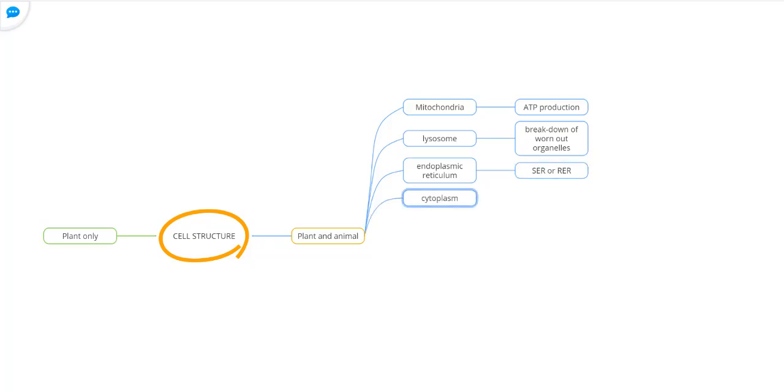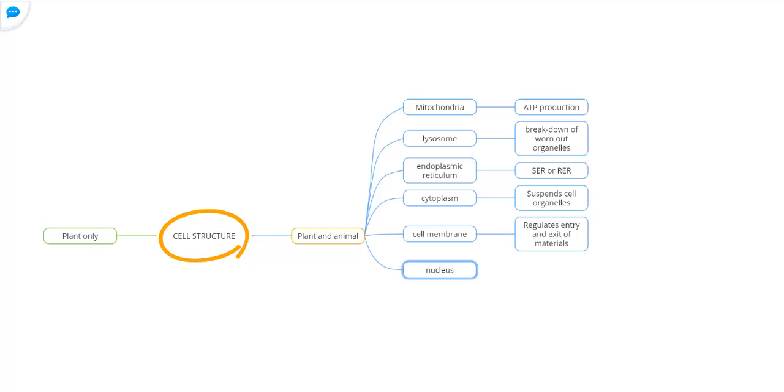For the cytoplasm, their function is to suspend cell organelles. The cytoplasm is also the site of chemical reactions. The cell membrane is saddled with the responsibility of regulating the exit and entry of materials into and out of the cells.